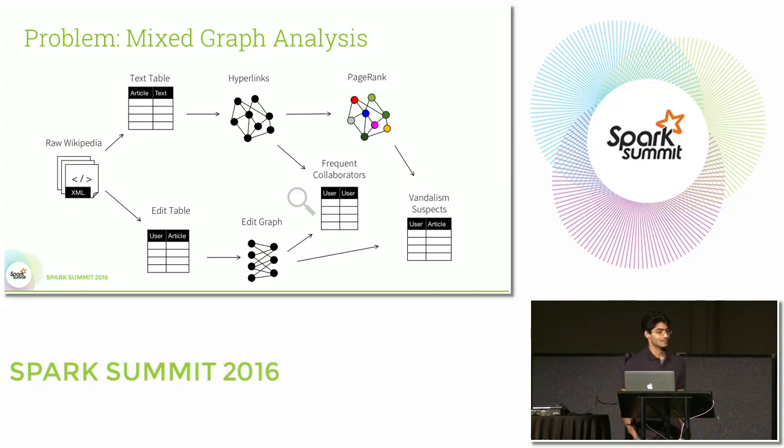So that's a made-up example, but it captures the general idea that you often need to do 3 different operations on the same base data. You need to do relational operations, that's the parsing and other table transformations. You need to do graph algorithms, things like PageRank, and you need to do graph queries.